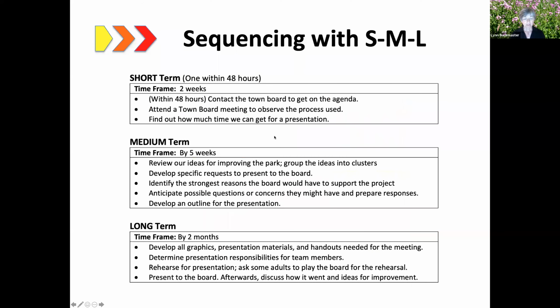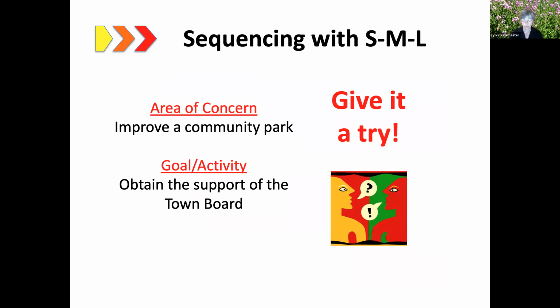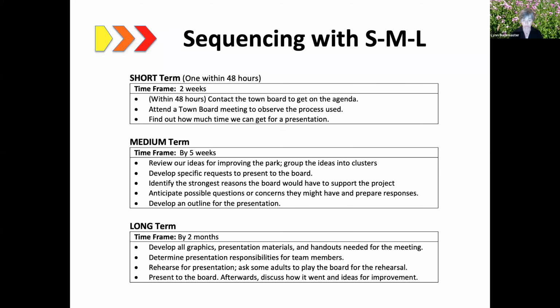Okay, so here are some of the things that students thought of. They also thought of attending a board meeting to observe the process that was used and find out how much time they could have for their presentation. Group their ideas for improving the park into clusters. They were going to develop specific requests, identify the strongest reasons the board would have to support it, anticipate possible questions they might have, and develop an outline.